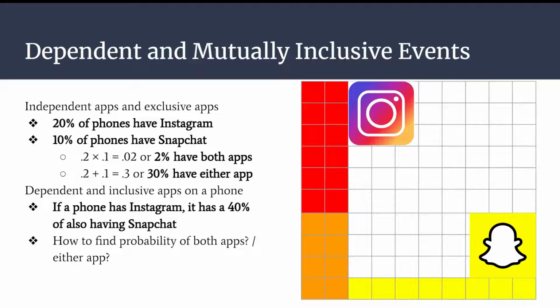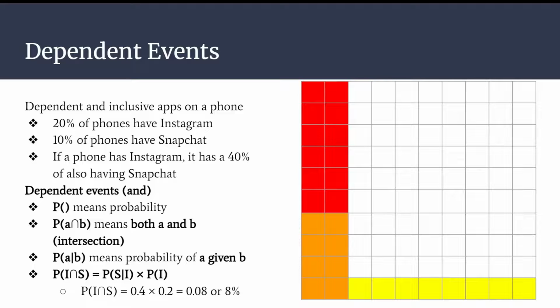This all changes if we add the information that the apps are dependent and mutually exclusive. Say that if a phone has Instagram, it also has a 40% chance of having Snapchat. The somewhat to scale graph shown on the right shows Instagram in red, Snapchat in yellow, and both in orange. Okay, to find the probability of having the related apps Instagram and Snapchat on a single device, there's a formula.